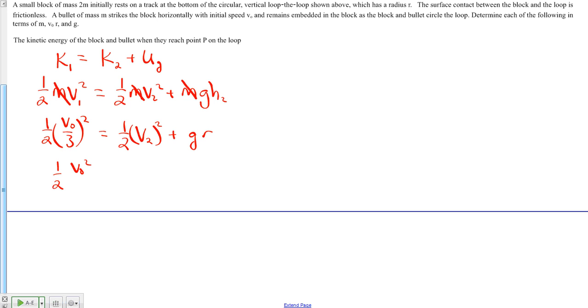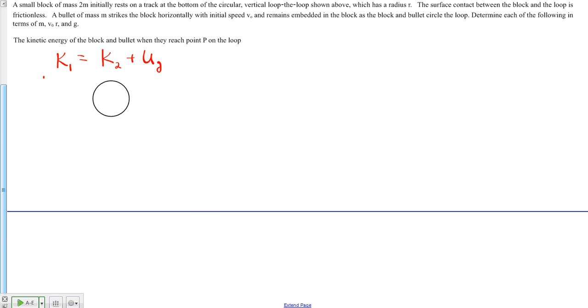1/2 v naught squared over 9 equals 1/2 v2 squared plus g. Oh, just the kinetic energy. Why didn't we say that? That changes everything. Well, not everything, but it makes it significantly easier. Why not solve for the velocity? We're almost there. Fine. That's true. We would get the problem wrong. I wonder how many people solve for velocity.